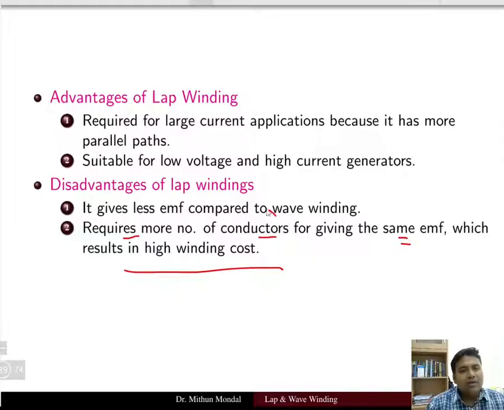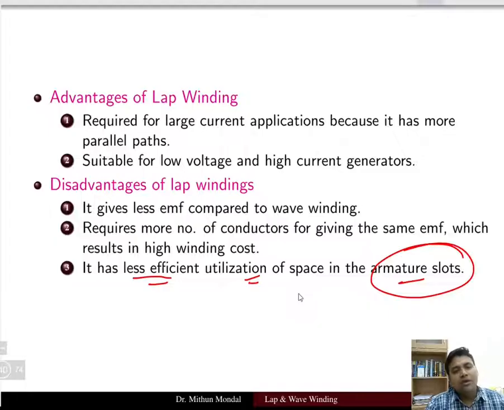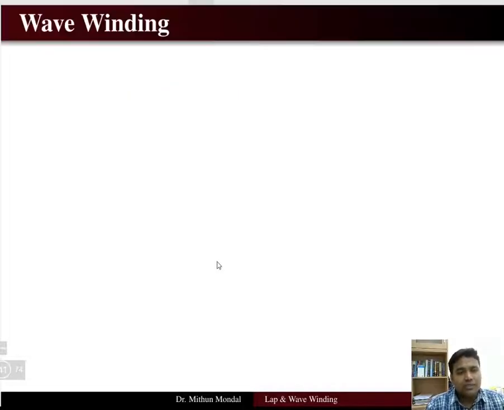So here conductor requirement is more, so cost is more and EMF is less. However, when current is more, so such type of applications where more current is required, we prefer lap winding. It has less efficient utilization of space in the armature slots. So as the connection is either progressive or retrogressive lap winding, it has less efficient utilization of the space.